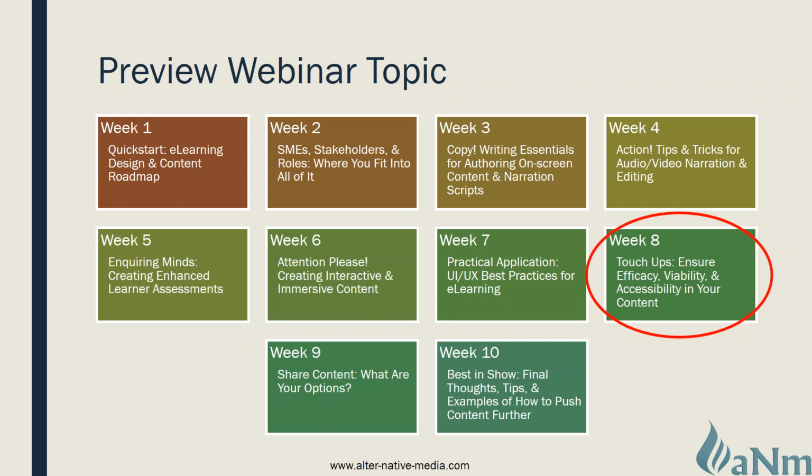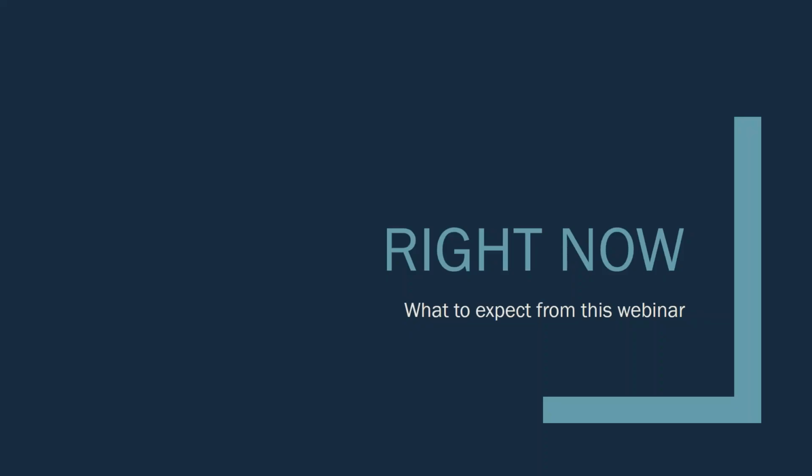Last week we looked at best UI and UX. Today we'll look at ways that we can touch up, use everything we've done so far and put a real good polish on what we've done. In the coming weeks we'll share how to publish, and then finally we'll look at the best of. A lot of good examples to show you what to consider as you're developing your own content.